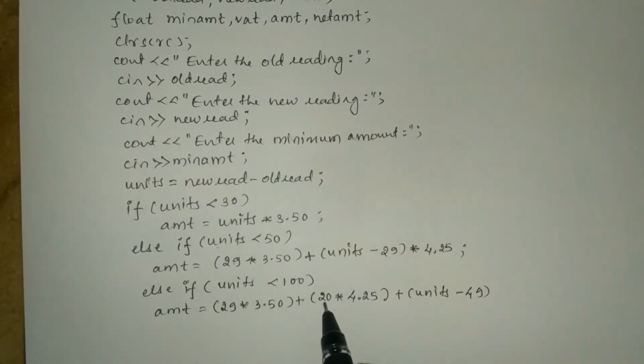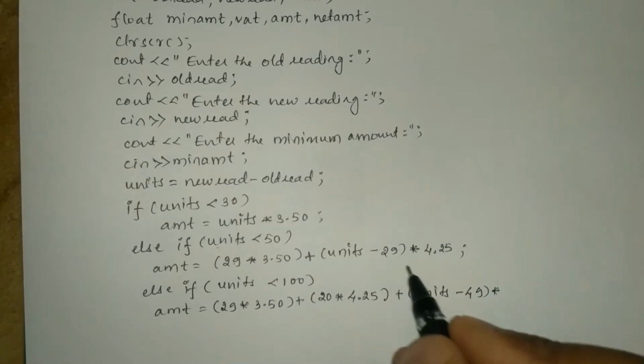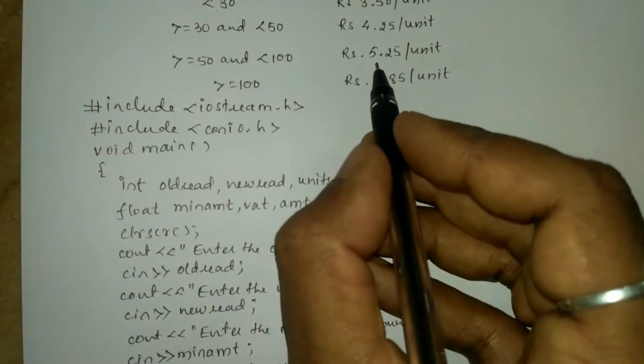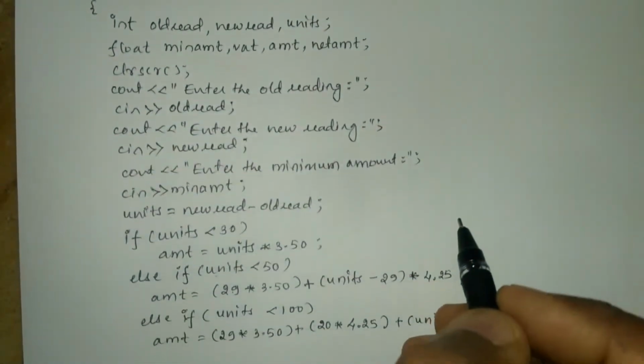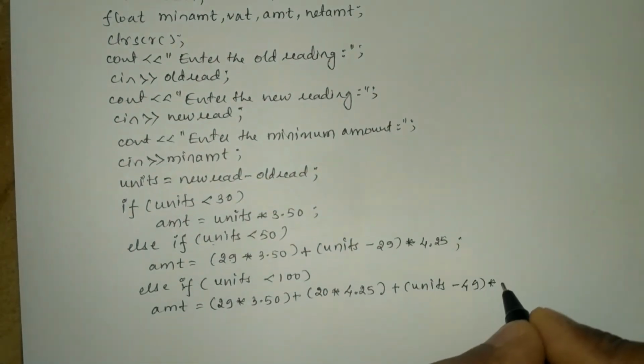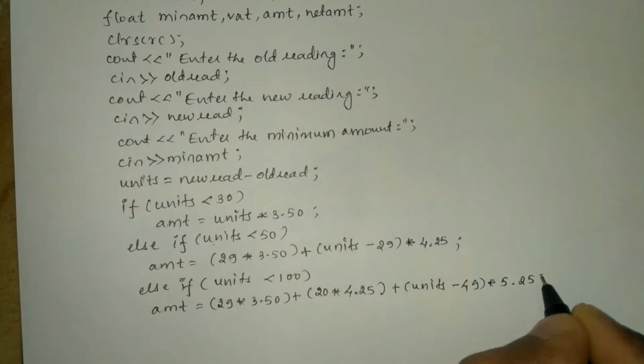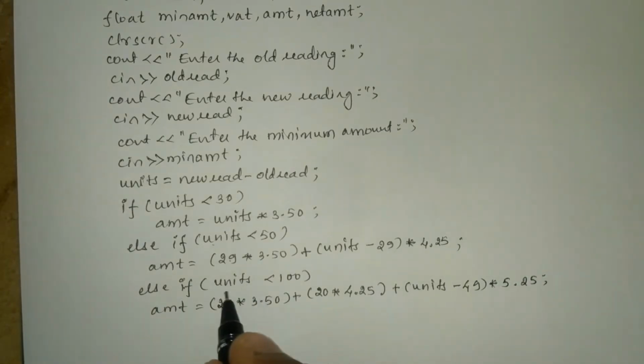29 plus 20 already calculated, and the remaining 49, less than 100 means what? 99, correct? So 50 units value is already calculated, and here the remaining 49 units we need to subtract from the units, right? So this one has to be multiplied. If it is less than 100, then it has to be charged 5.25. So now we are going to multiply this one with 5.25 and put semicolon.